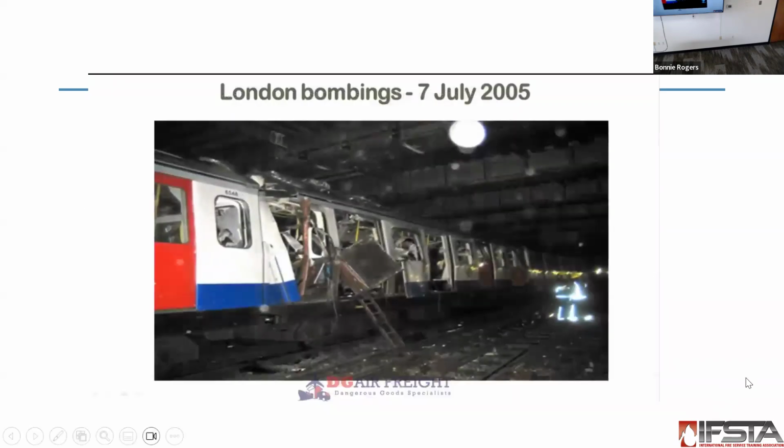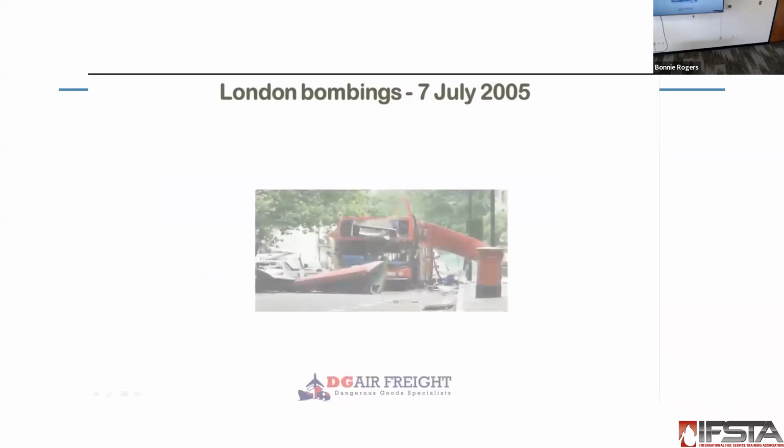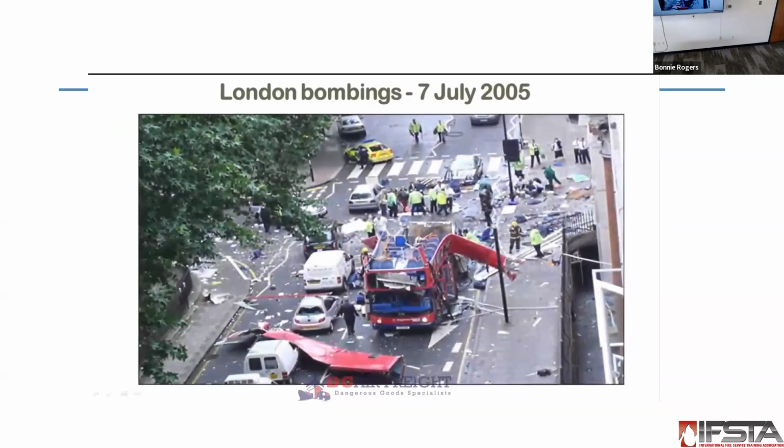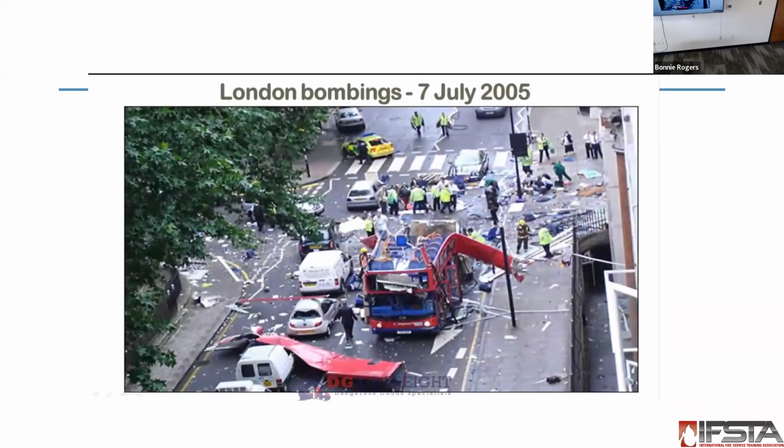On 7th of July 2005 in London, 4 bombs were detonated, 3 in quick succession aboard underground trains, and later the 4th on a double-decker bus. These bombs were homemade, manufactured using acetone peroxide.